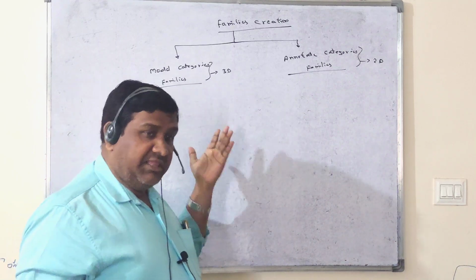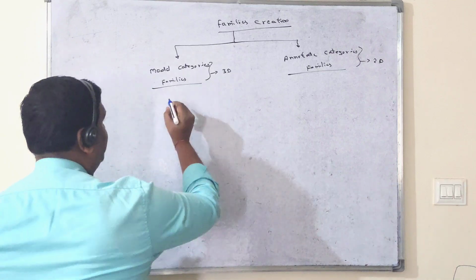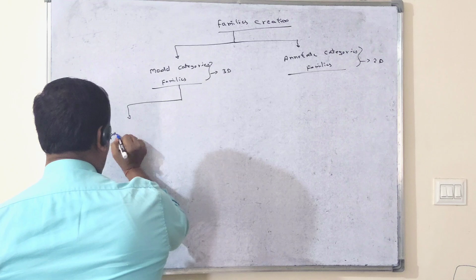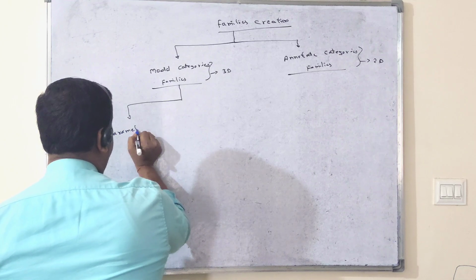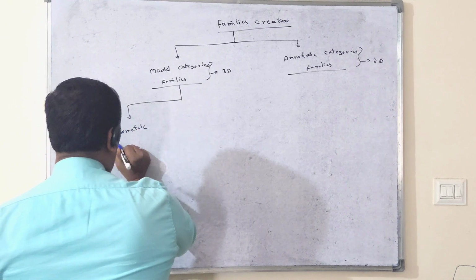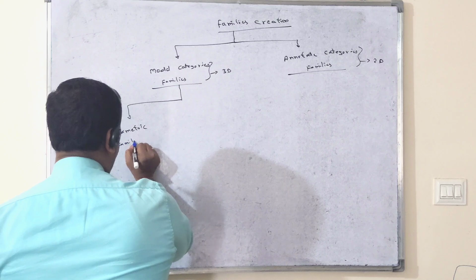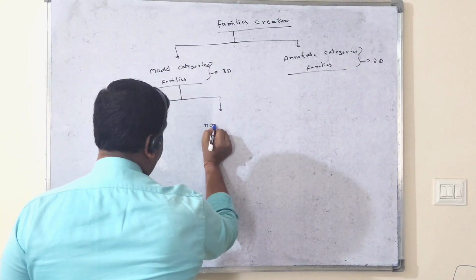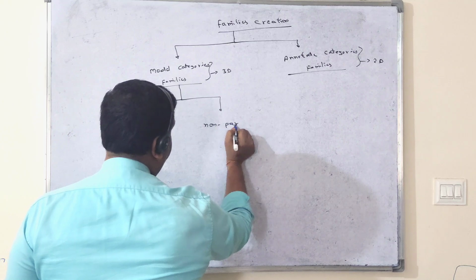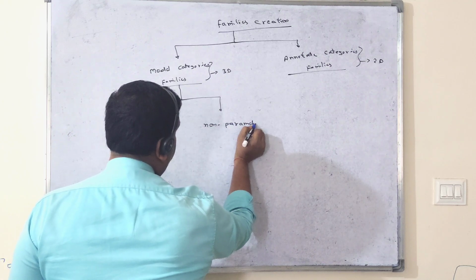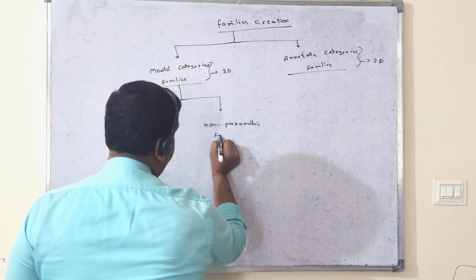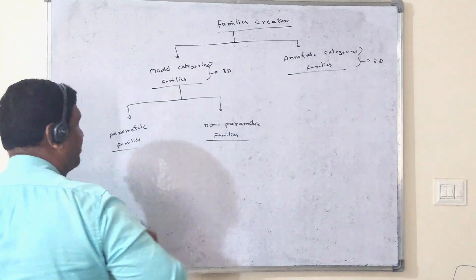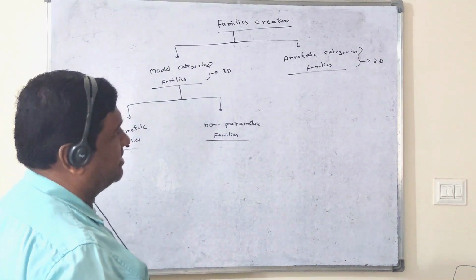But in model categories, again there are two types. One is the parametric family, and the other one is non-parametric. Non-parametric means it is not in parameters. So model categories are again divided into two types: parametric families and non-parametric families.